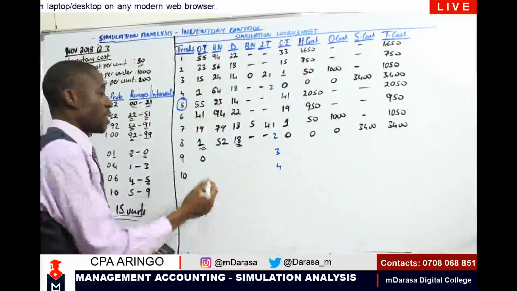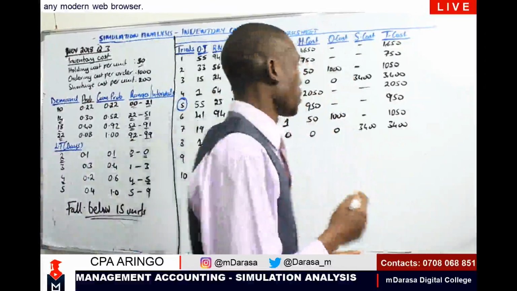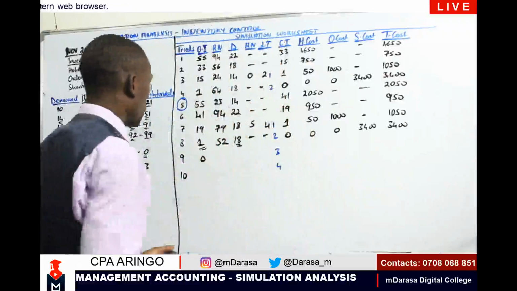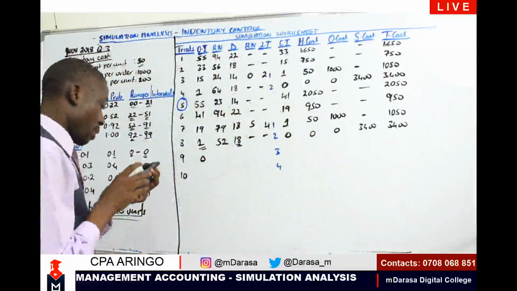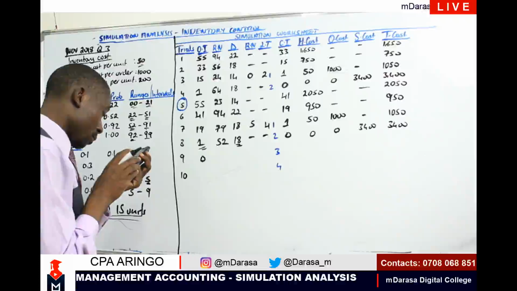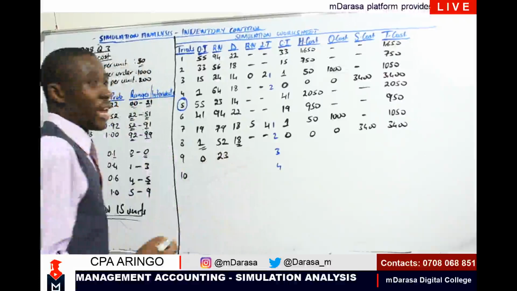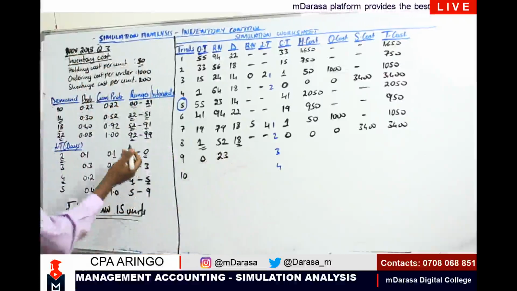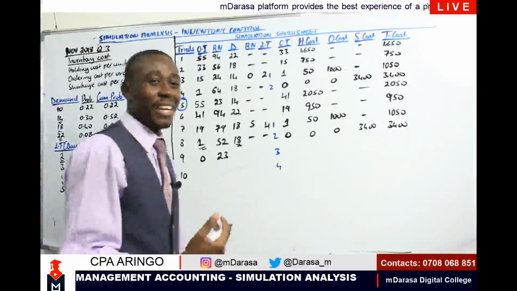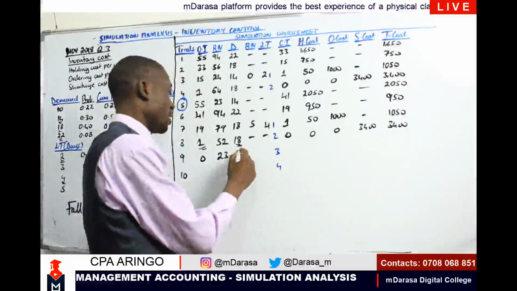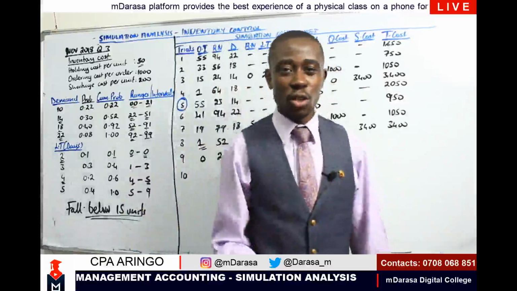Consider the next day. Day 9, we don't have anything in inventory. So what will be the random number after 52? We can clearly see my next random number is 23. And where will 23 fall? I should be having it in between 22 and 51, to give us 14 units. But the question, my good student, is, do we have anything in store?